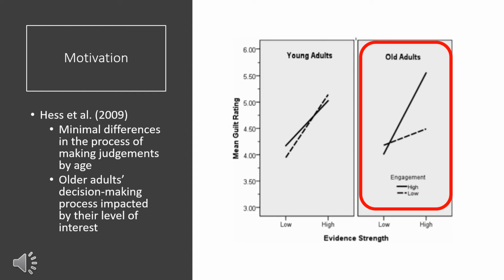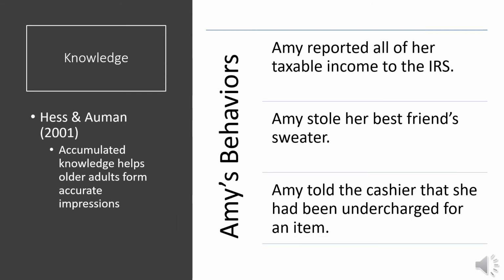When they did not find the task interesting, they did not analyze the crime scenarios as deeply and rated criminal behavior as less guilty compared to younger adults and older adults who did find the task interesting. Thus, this study shows how motivation can impact an older adult's decision-making process. Some studies found that older adults may rely on their accumulated knowledge in forming accurate impressions.